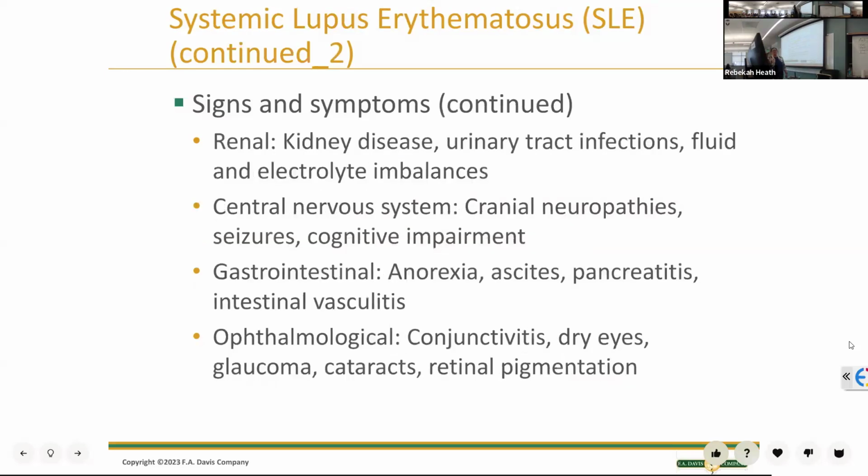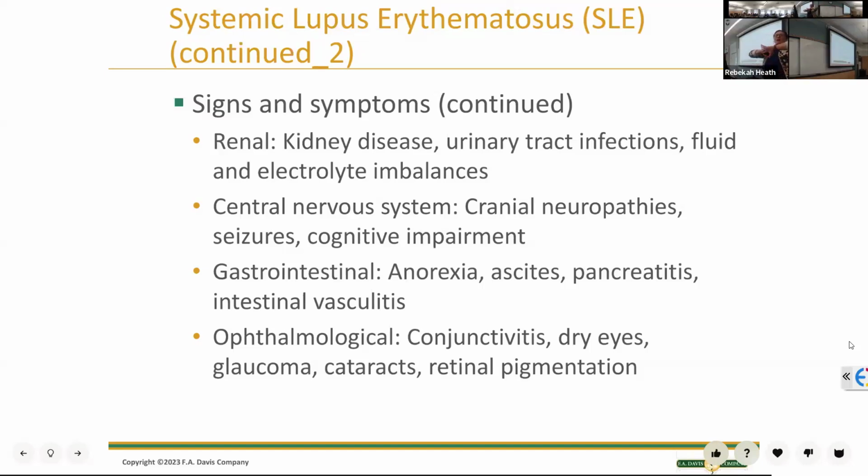Also, oh yeah, renal's a big one. Anytime you have a patient with lupus, we want to make sure we're looking at their renal function to see if it's affected their kidney function, their central nervous system. Sometimes they can have some neuropathies. They can cause seizures. GI, so a lot of times you guys will get pancreatitis. They might not want to eat because it's painful. They might get anorexic. And then they can also have some eye issues as well.